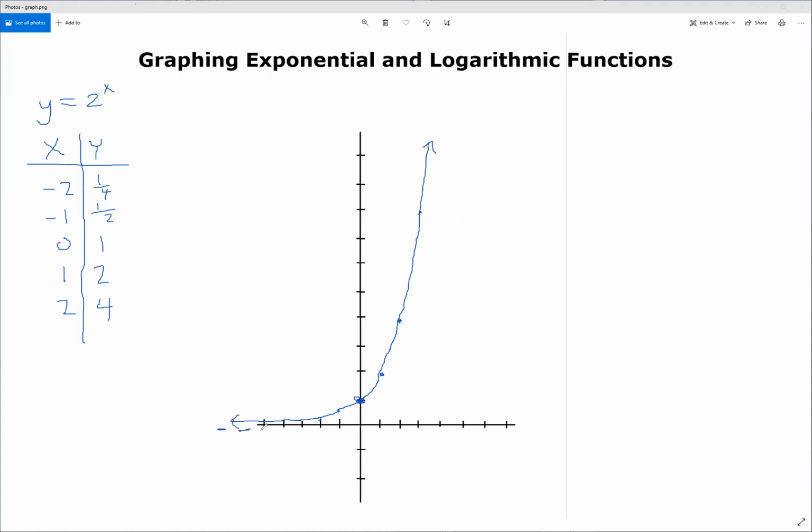So what ends up happening, in fact, is we have what we call an asymptote. It's a fancy word that says, I'm not touching you, I'm not touching you, I'm not touching you. So this line here, this dotted line, is called a horizontal asymptote.